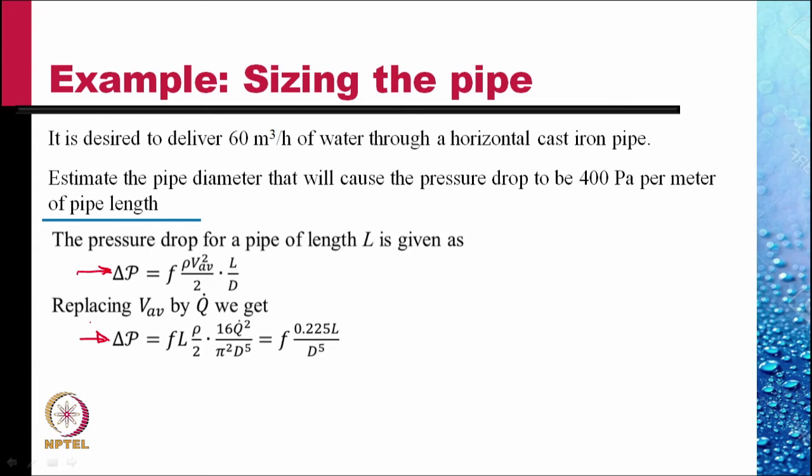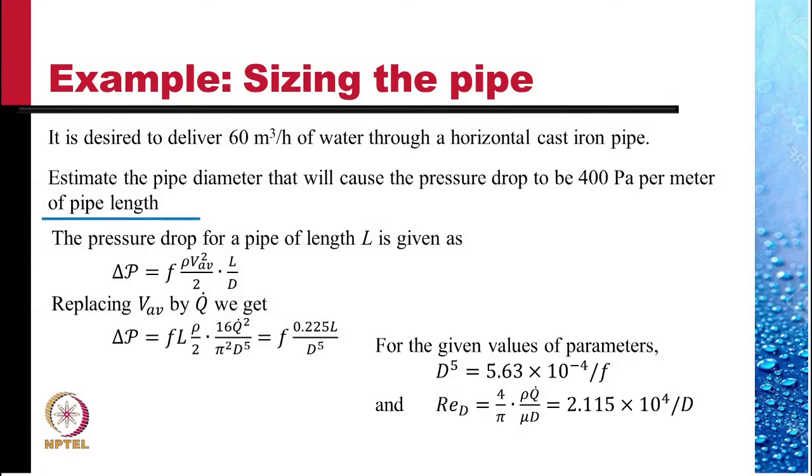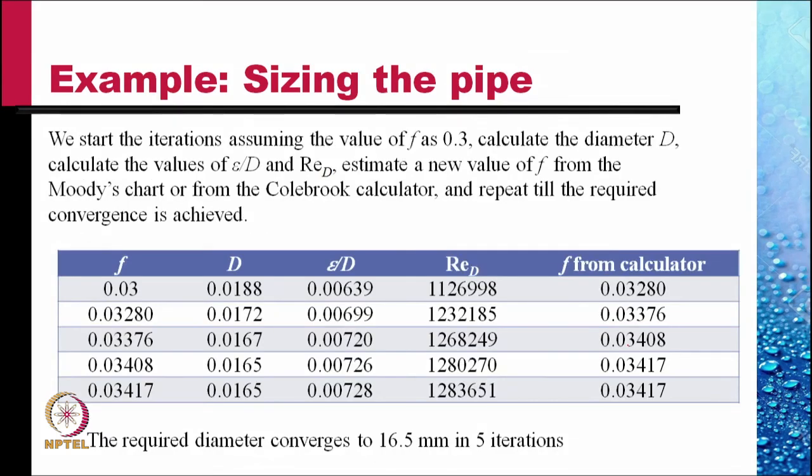And we plug in the value of the known quantities. I get delta P is equal to f times 0.225 L divided by D raised to power 5. For the given value of the parameters, D raised to power 5 can be written as 5.63 into 10 raised to minus 4 divided by f. And Reynolds number can be written as this.